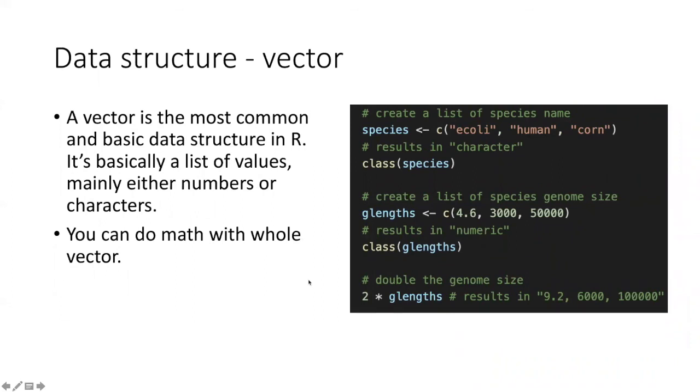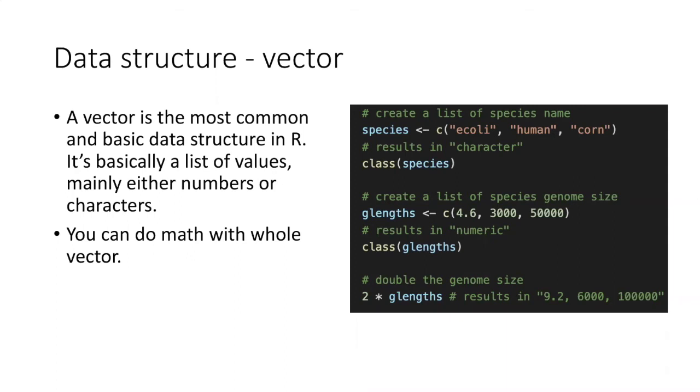Let's say you have multiple values. Elements of these data types can be combined to form data structures. This is probably going to be more useful as you move along and start using R more and more. It's just less common to use a single value than a more complex data structure. First I want to talk about vectors. A vector is the most common and basic data structure in R. It's basically a list of values, mostly either numbers or characters.